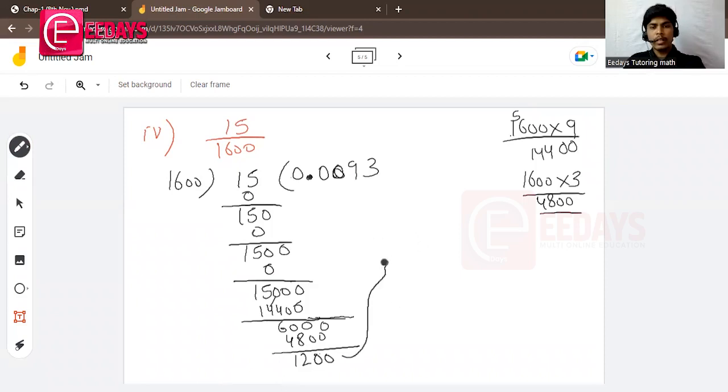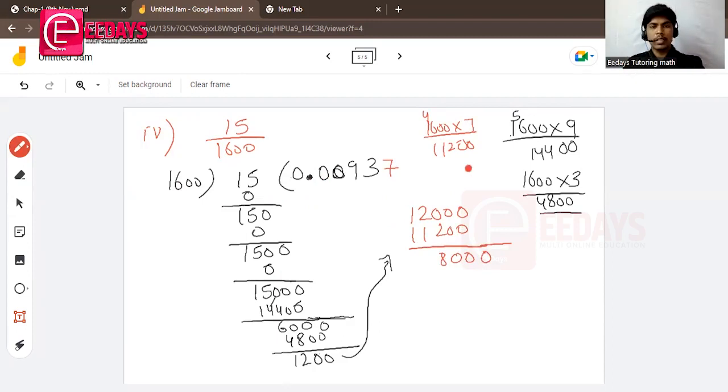Okay, so I'm doing here the rest of the process. Now 1200. So the point is there. You just take another 0. Now 1600 into, let's try it here, 1600 into 7 is 11200. So we are getting 11200 with 7. You can do some random things, guys. So 8 and 800 we will get. So the point is there. You can take another 0.